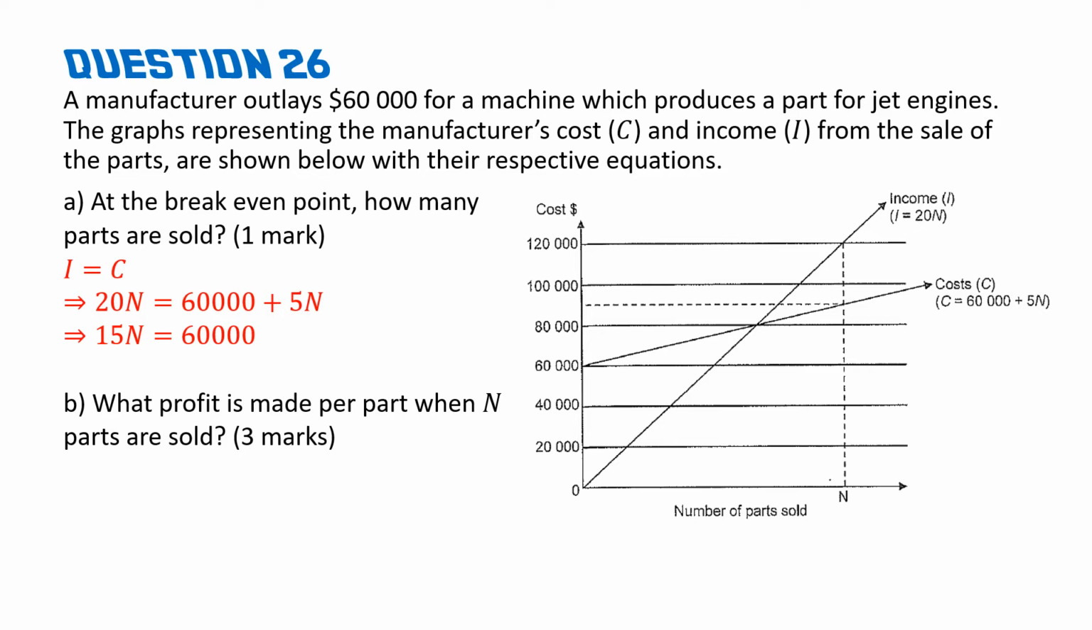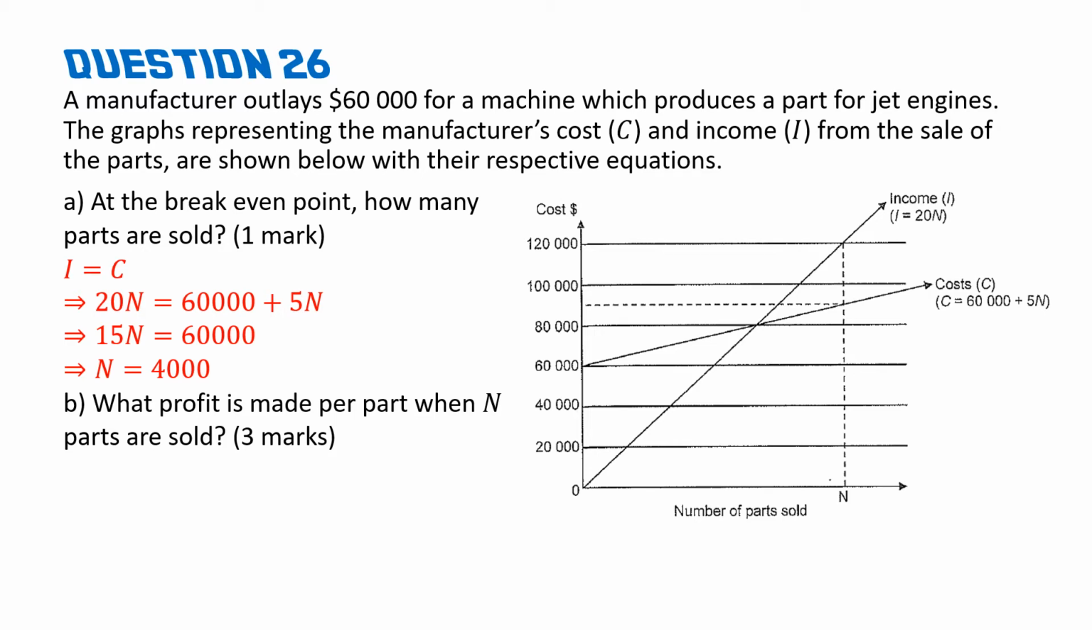What is 1N going to be? Well, it's going to be 60,000 divided by 15. 60,000 divided by 15 tells me that N is 4,000. So this graph was nice. We could read that it was 80,000, or it looked like 80,000 was the cost, but we didn't know what the number of parts sold were at that break-even point.